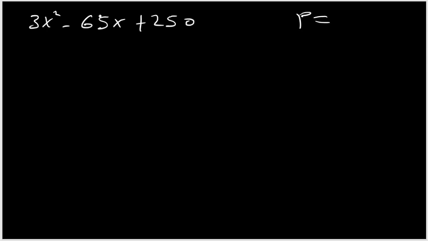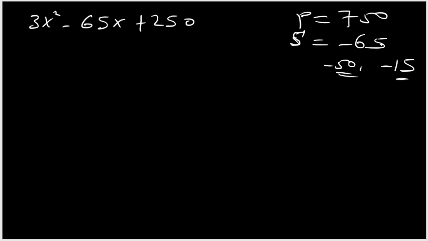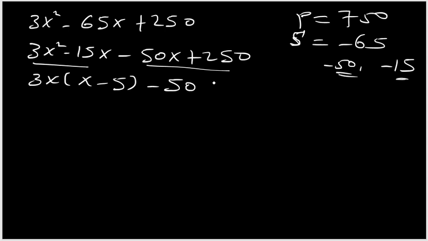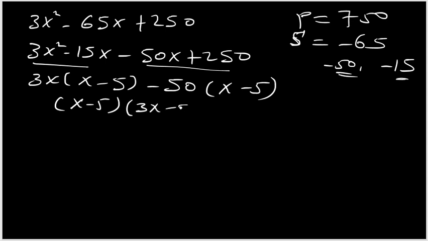To factorize, we have to think of two numbers whose product is 3 times 250, which is 750, and whose sum must be negative 65. Those numbers are negative 50 and negative 15. If you add them, it is negative 65, and if you multiply them, you get 750. Therefore this will be 3x squared minus 15x minus 50x plus 250. Now let's regroup. What's common here? It is 3x, so 3x times x minus 5, minus 50 times x minus 5. That means x minus 5 is common. If you take it out, what remains is 3x minus 50. So the zero of the first bracket is x equals 5, and of the second bracket x equals 50 over 3.